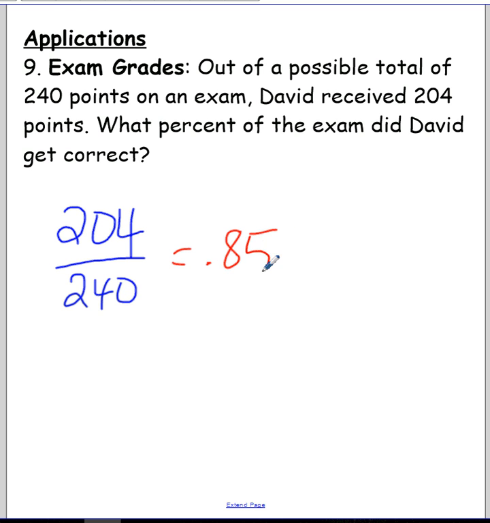And now that we have it in decimal form, we can move that decimal 2 spaces to the right and add our percent sign. So David did very well with an 85%.